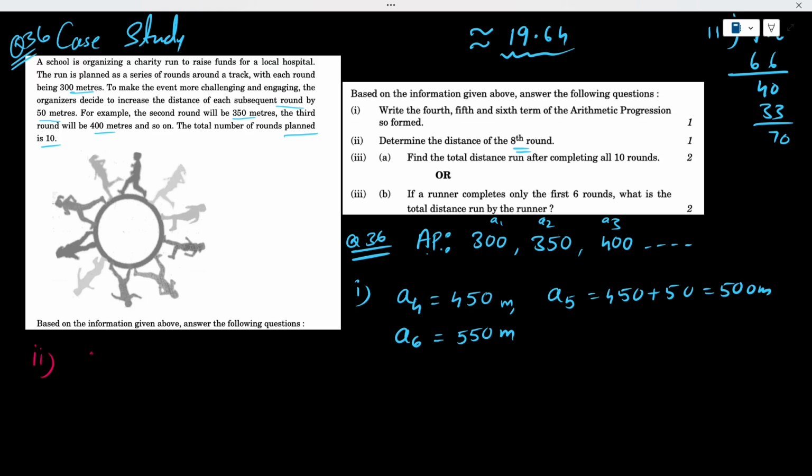You need to find out A8, right? We don't have A8. What is your A here? First write 300. Your common difference is A2 minus A1, which is 350 minus 300, or any two consecutive term difference you can take, right?